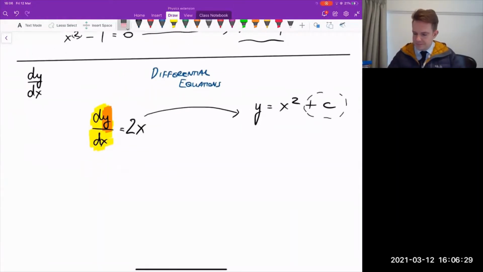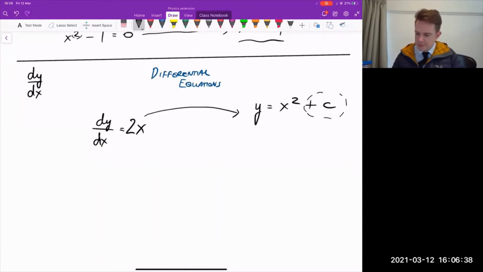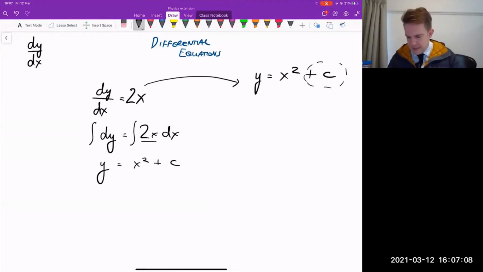How do you solve this? Now, this one is easy to solve because you just do a process called separation of variables. So I'll show you that. What you do is you bring the dx up to this side and then integrate. And of course that gives you y on that side, and then integrating 2x, you get x squared, and then of course plus c because it's an indefinite integral.